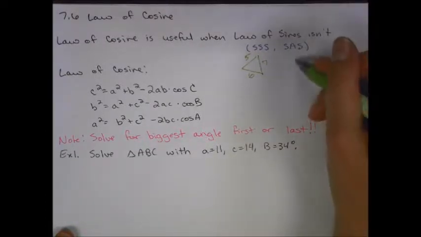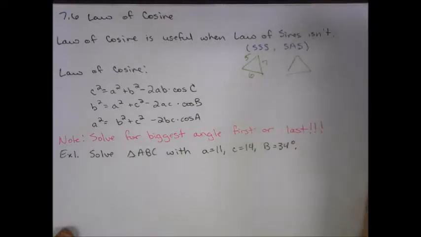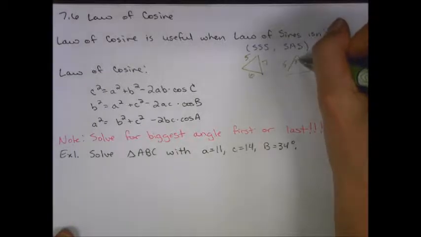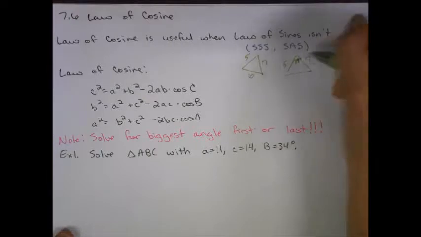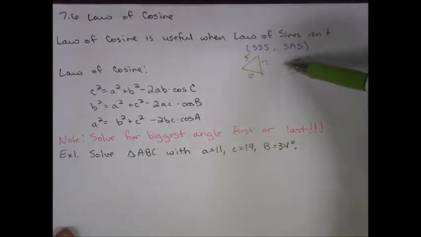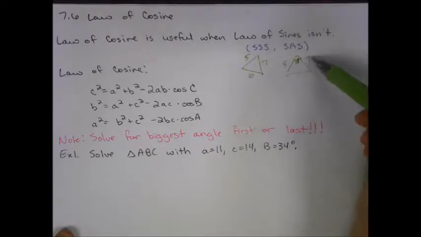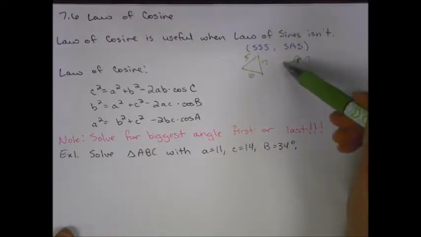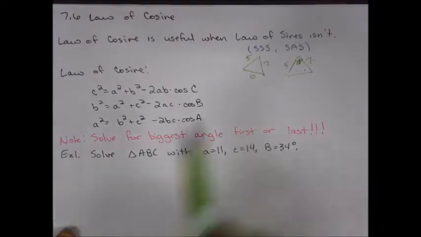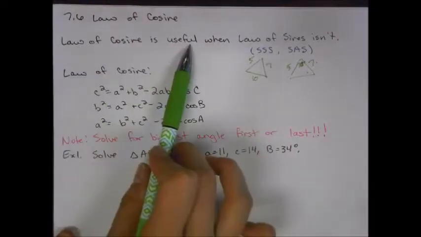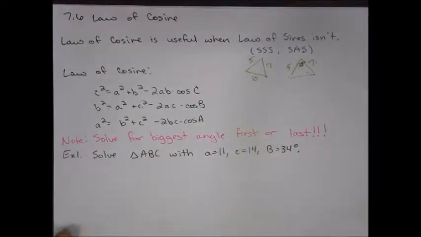The other one is if I have a side-angle-side pair. So this is like if I have 5, 7, and I tell you that this angle is 34 degrees. So we have side, the included angle, and a side. Again, I have an angle, but I don't have a matching side here, so I can't set up law of sines from here. I don't have an angle-side pair here, and I don't have one here. So these are the two situations when law of cosines is useful.